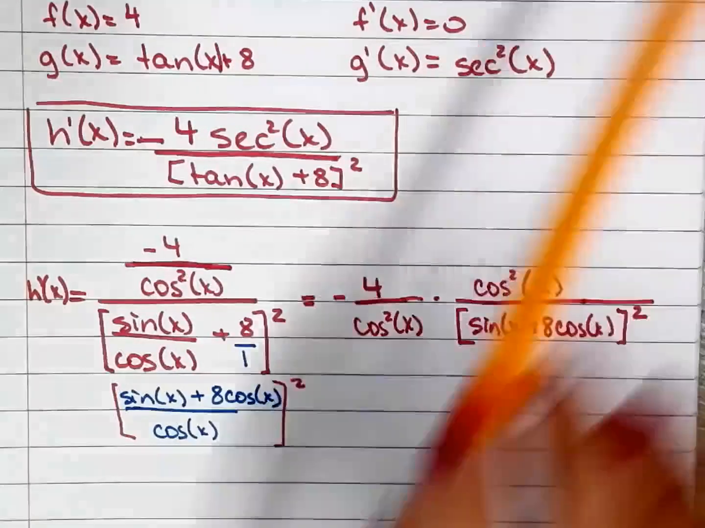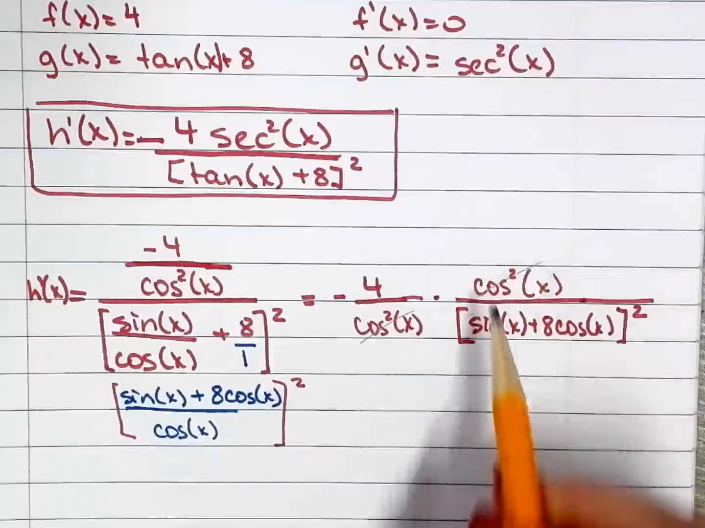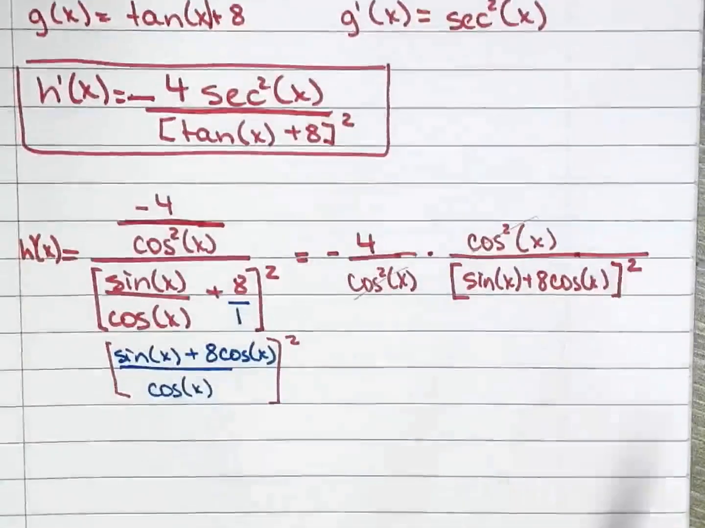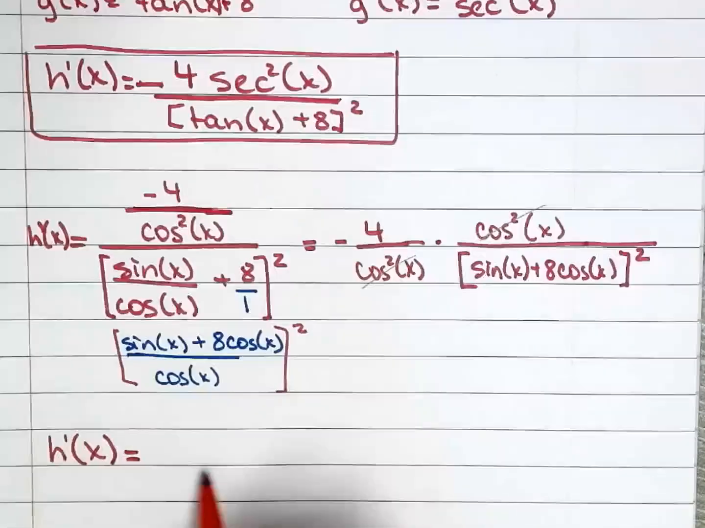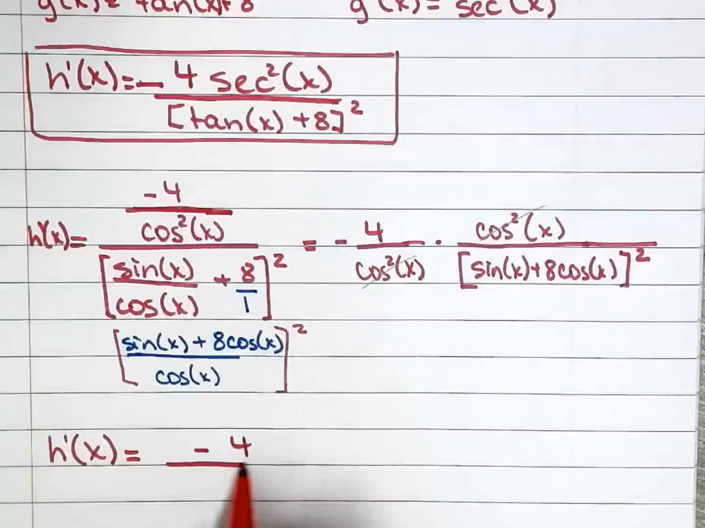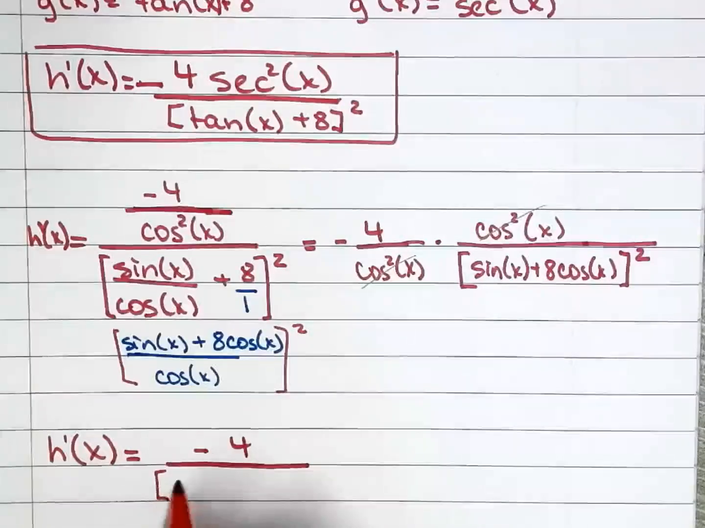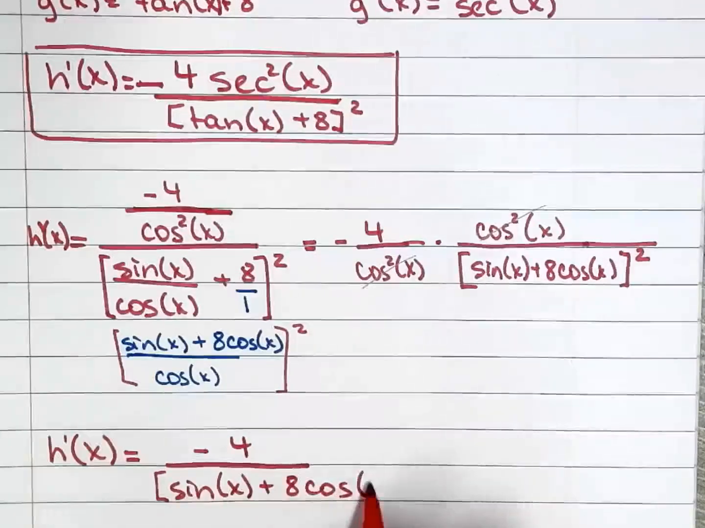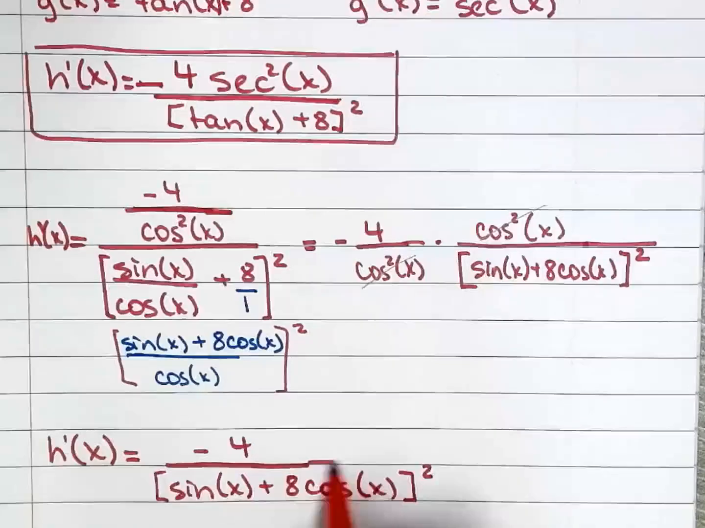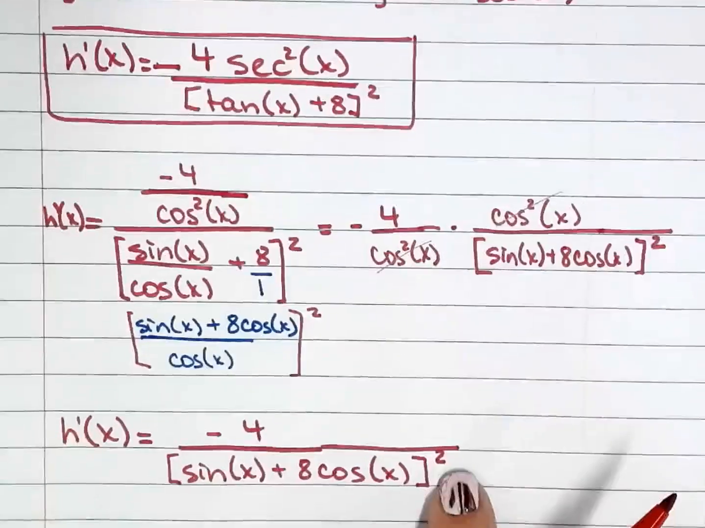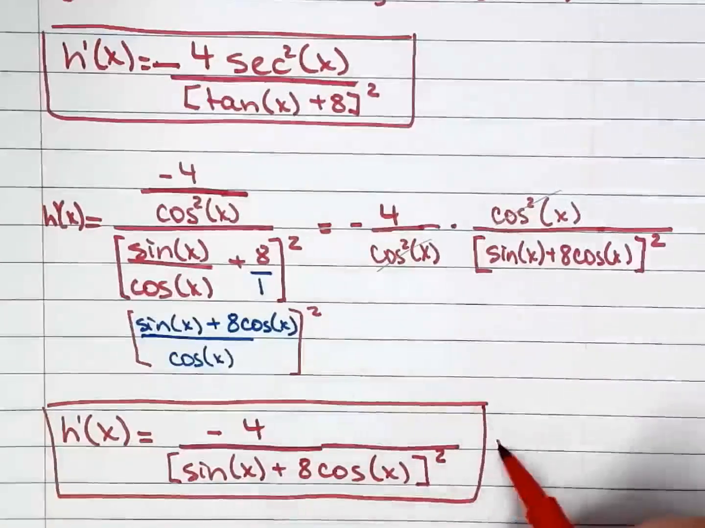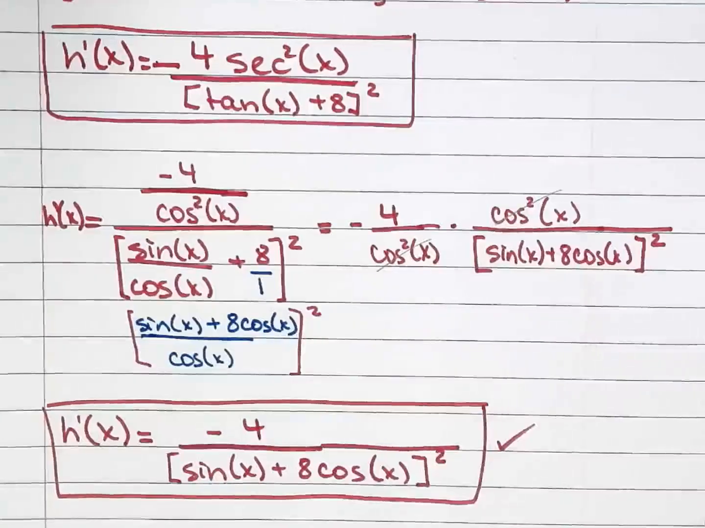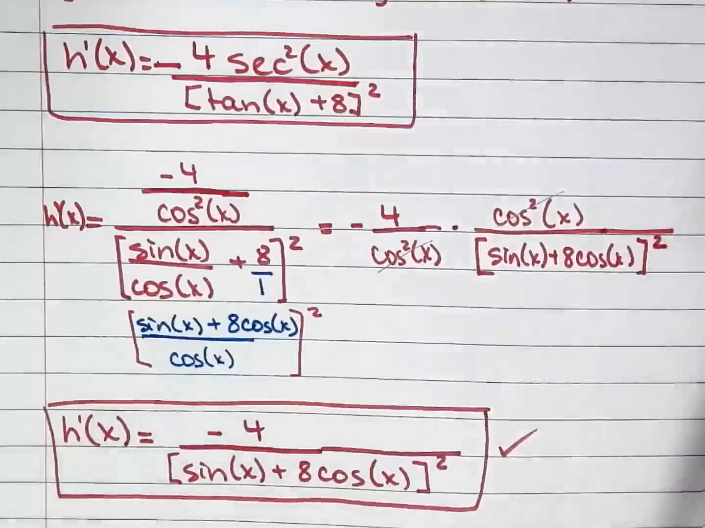Now we're getting somewhere here. Cosine squared, I can simplify that. Now bring it all back together, and that's going to be the final answer for full credit, guys. So negative 4 over sine of x plus 8 cosine of x squared. Please, please, please don't forget that beautiful squared right there. So now this looks like full credit. Okay, 5 minutes just for one question.